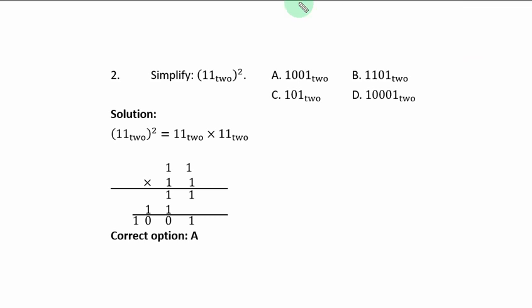Question 2. Simplify 11 base 2 all squared. Because of the square, it simply means that you should multiply 11 base 2 by itself. So you arrange it for multiplication. Using the first digit, you have 1. If you use the second digit, you also have 1. After you multiply like this, the next thing is to add.